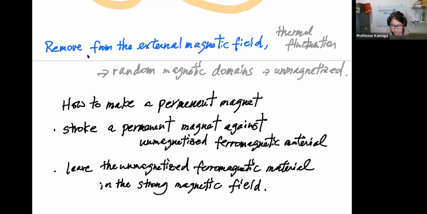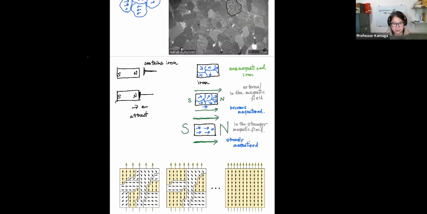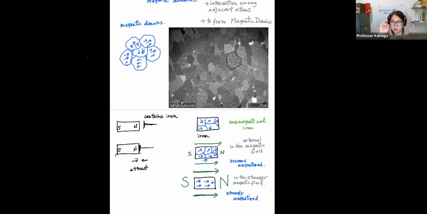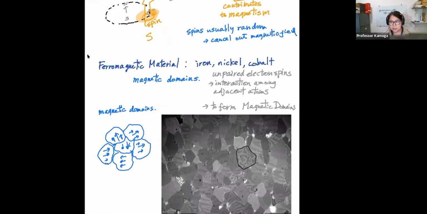All right, so here's the lecture about ferromagnetic material and magnetic domains. Iron, nickel, and cobalt are the ferromagnetic materials that have magnetic domains and can be magnetized.